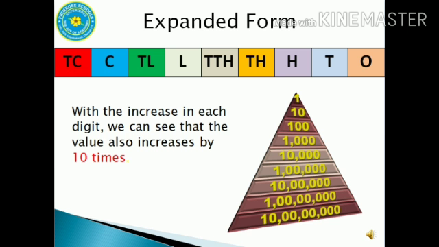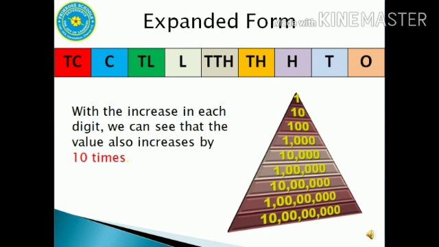Our next topic for today will be about expanded form of numbers. What is expanded form, children? Expanded form means the sum or adding up of place values of the different digits in a number. First, we shall take a look at the place value chart. It is read from right to left.